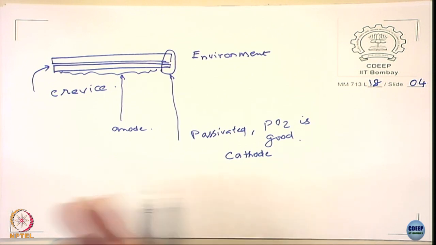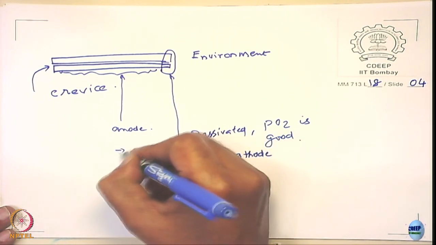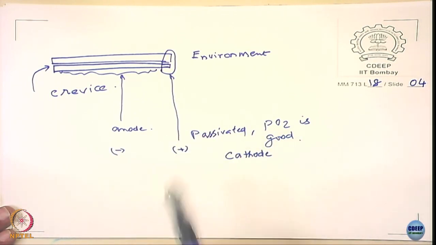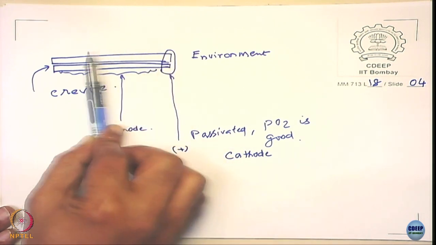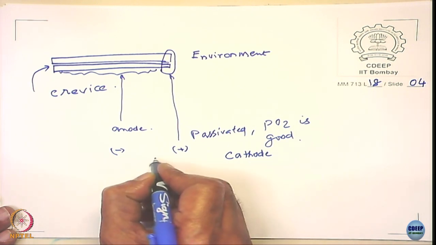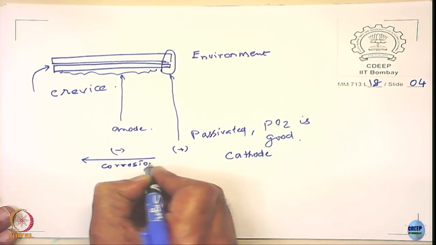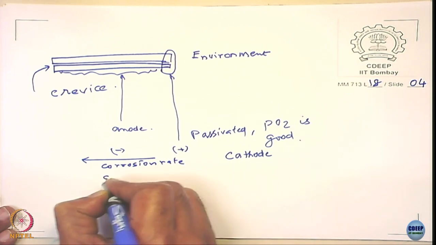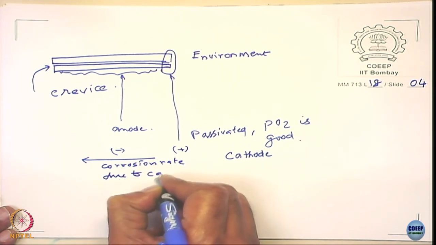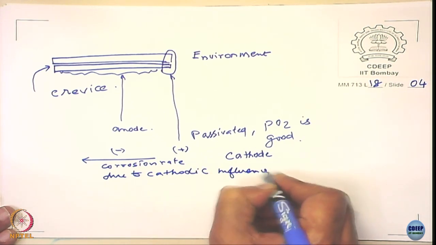The cathode drives the anode because there is a potential difference between the anode and the cathode, right. So, this is going to be relatively positive and this is going to be relatively negative. Now, when I start moving from here to this, what will happen to this driving force? It will decrease, right. So, the corrosion rate due to cathodic influence decreases.